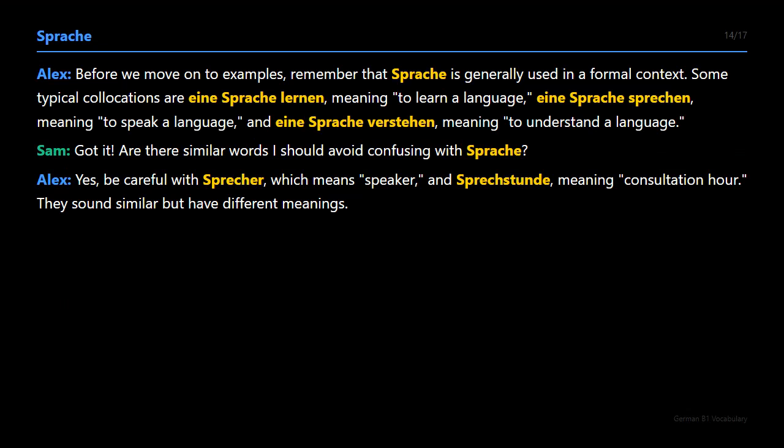Got it. Are there similar words I should avoid confusing with Sprache? Yes, be careful with Sprecher, which means speaker, and Sprechstunde, meaning consultation hour. They sound similar but have different meanings.